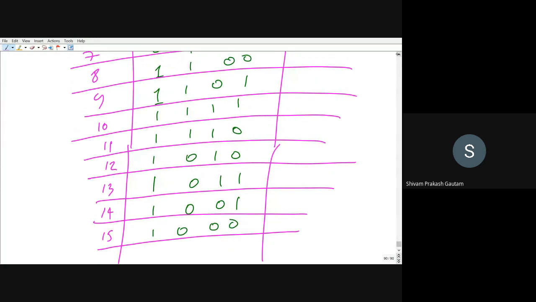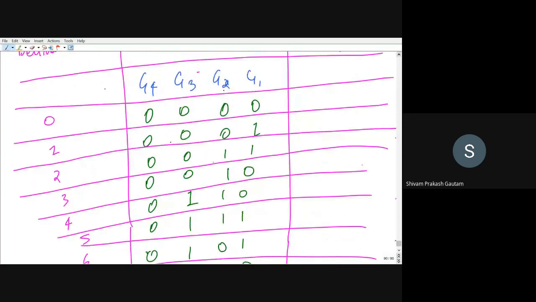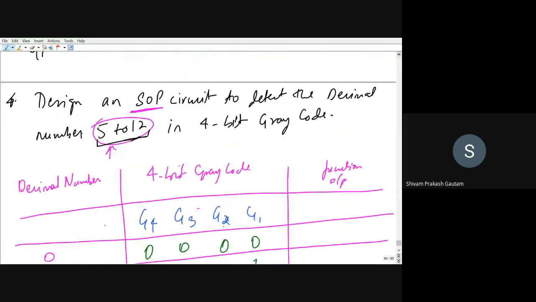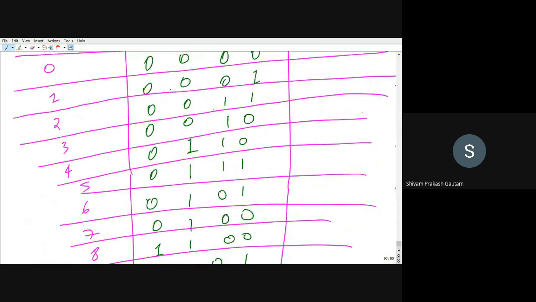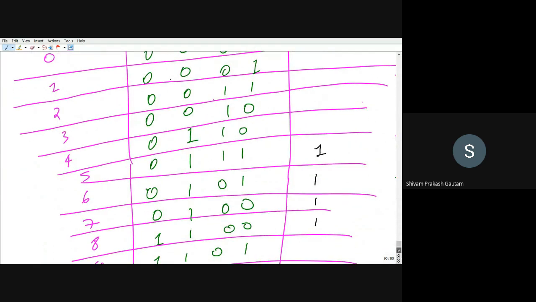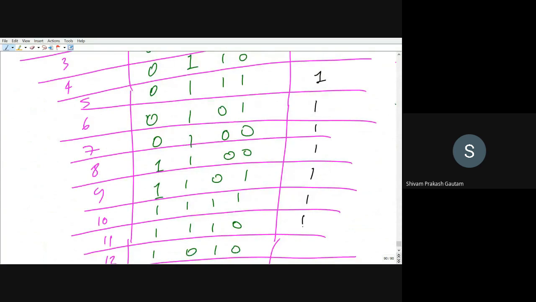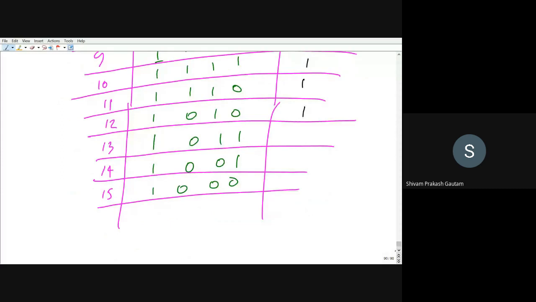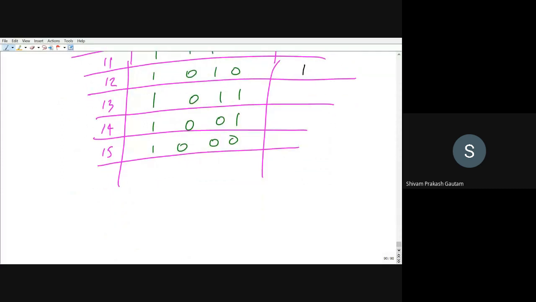Now pay attention to the output. Our output will be 1, just check, from 5 to 12. So 5 is this, so this will be 1. From 5 to 12, we will write 1 for 5, 6, 7, 8, 9, 10, 11, 12. Rest for all the cases, it will remain 0. Now you have to write the minterms for the function.